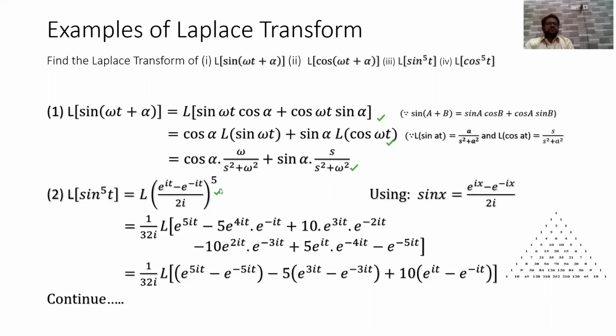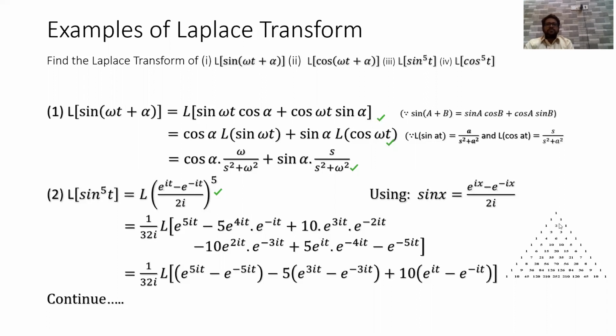Then 1 upon 2 raised to 5 i is 1 upon 32i, and i raised to 5 is i. Now this part we have to solve by the Pascal triangle or by the binomial theorem. So here I have drawn some Pascal triangle: 1, 1, 1.